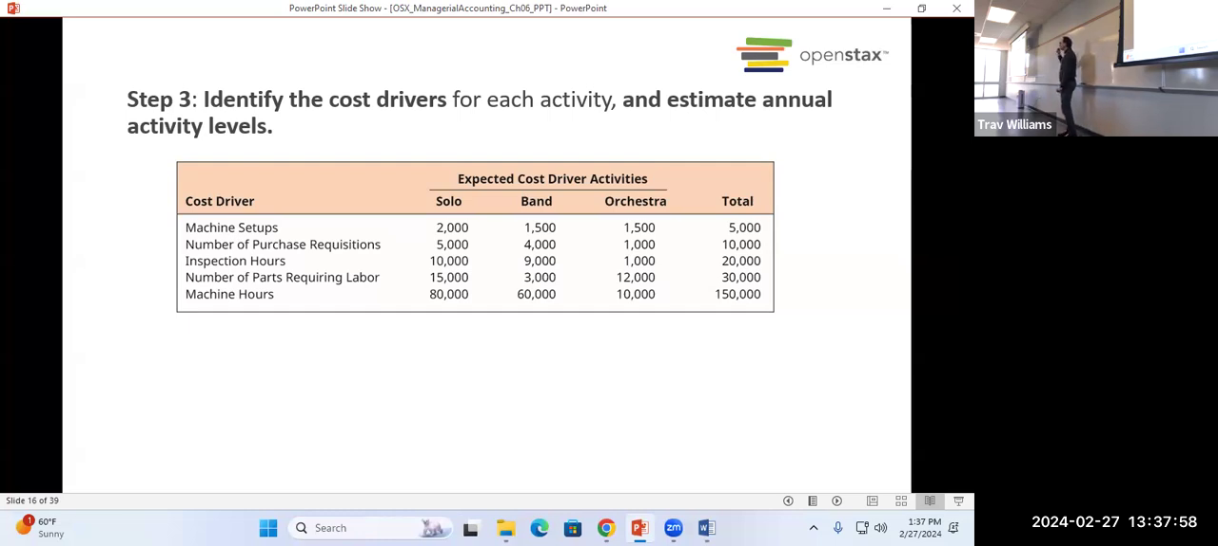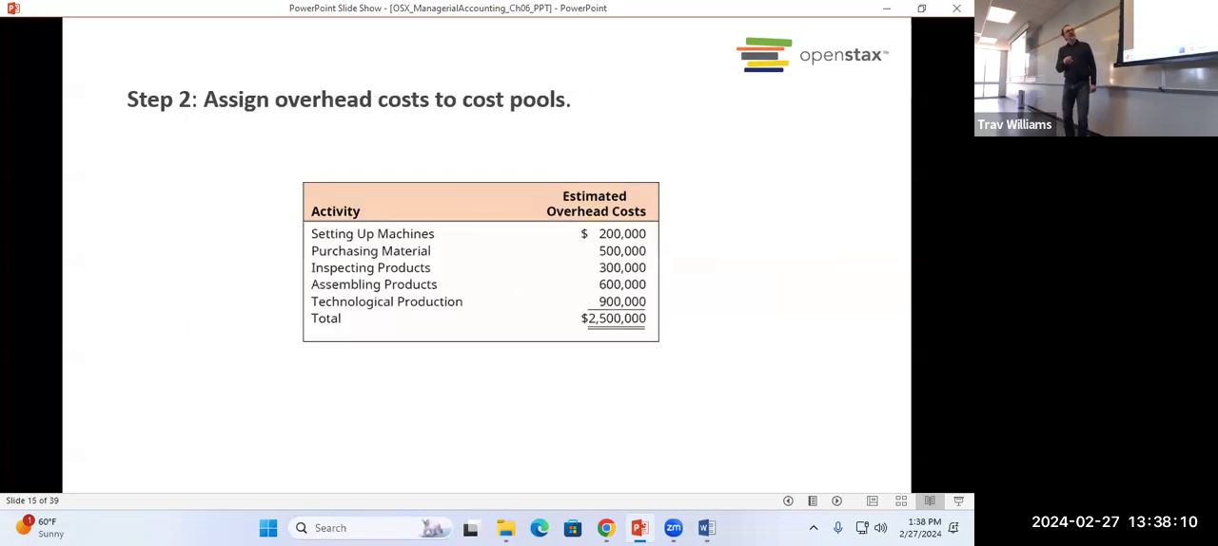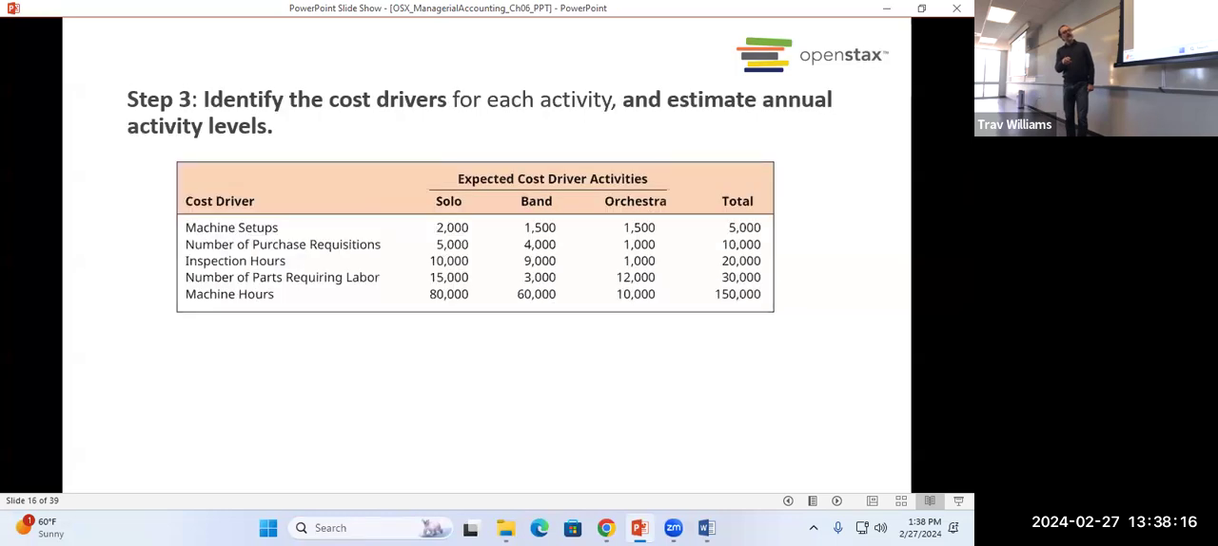Why do you think we need that total activity amount for each of these 5 activities? Emma? Because we're going to divide it, right? We're going to take the estimated overhead for that cost pool, divide it by the estimated activity, and that will get us our rate for that activity. So we're going to end up, in this case, with 5 different overhead rates. And we're going to have to then multiply the rates by the actual activities and total them up. So as I said, a lot of calculations in this chapter.